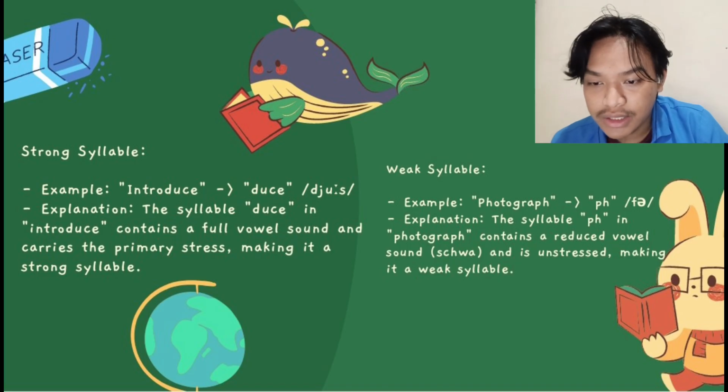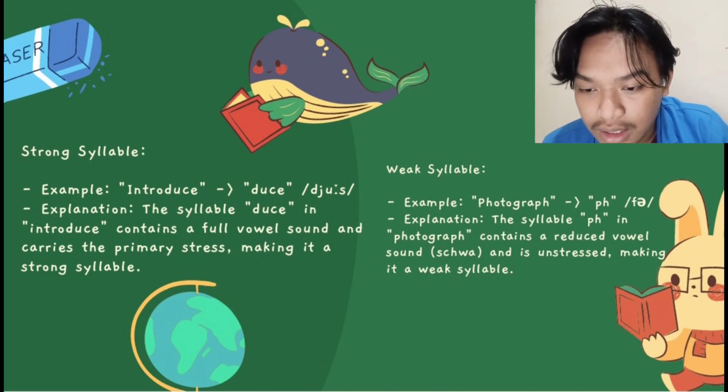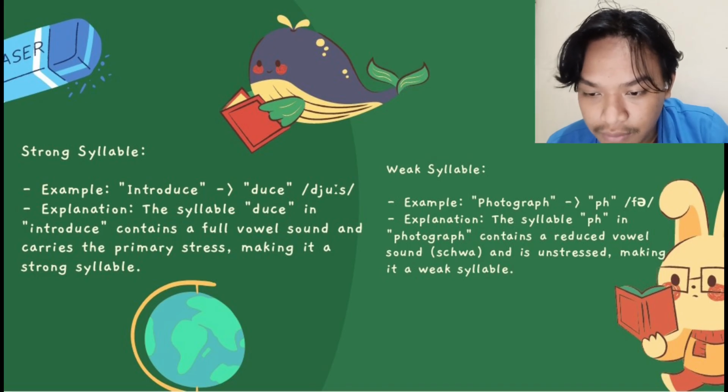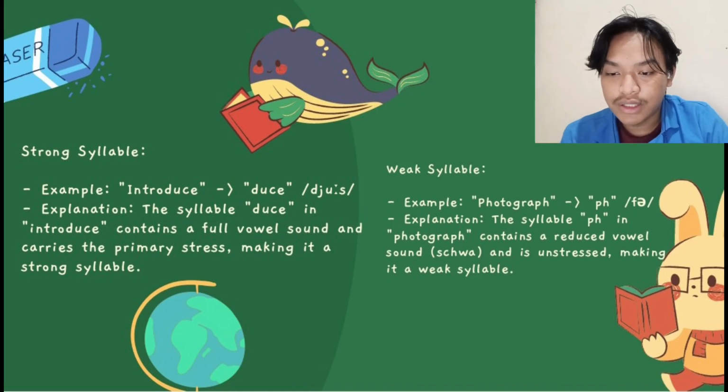Strong syllables are stressed and pronounced clearly. Weak syllables are unstressed and often sound softer in English. Weak syllables usually contain the schwa sound. This difference affects the rhythm and naturalness of speech.